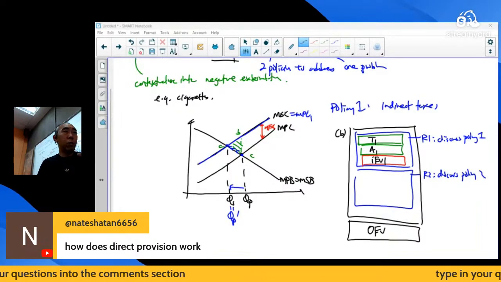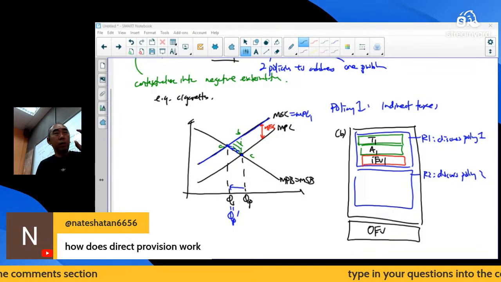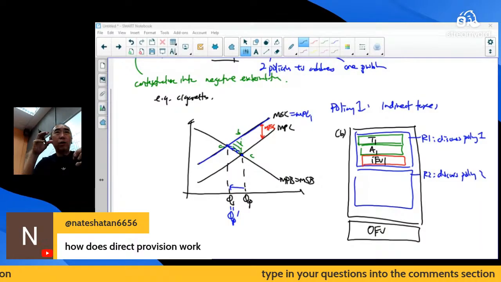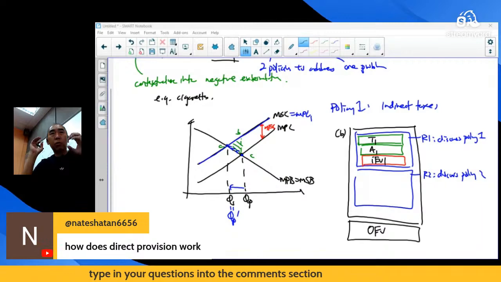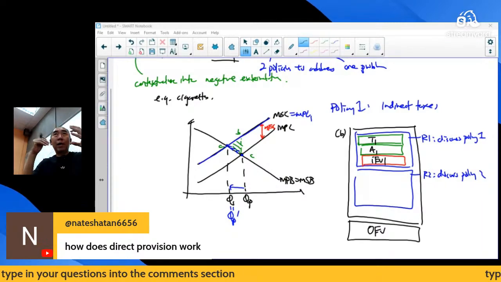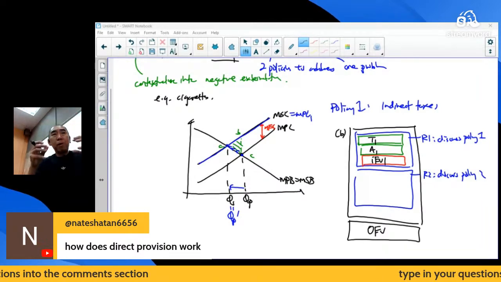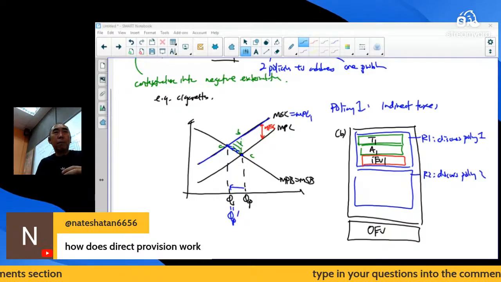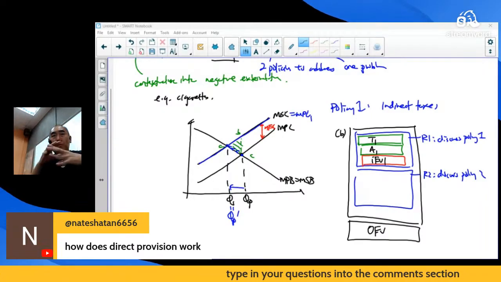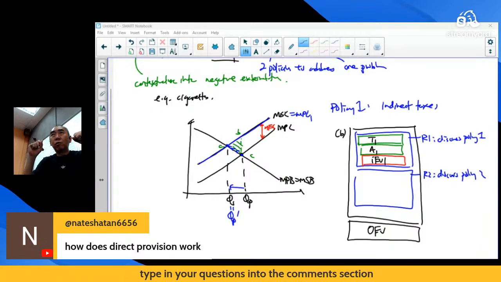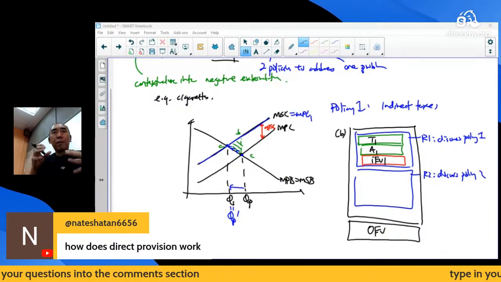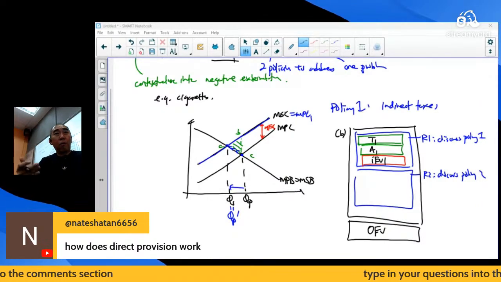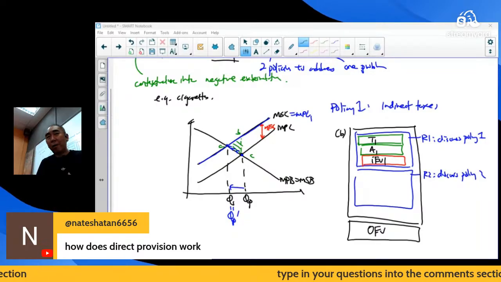There are two ways to consider direct provision. The first part of direct provision is in addressing what is called public goods. A public good is a good in which, when left to the free market, there will be complete non-provision of the good, meaning that in the free market no resources would have been directed to the production of the public good. Therefore, it's a form of allocative inefficiency and a market failure.